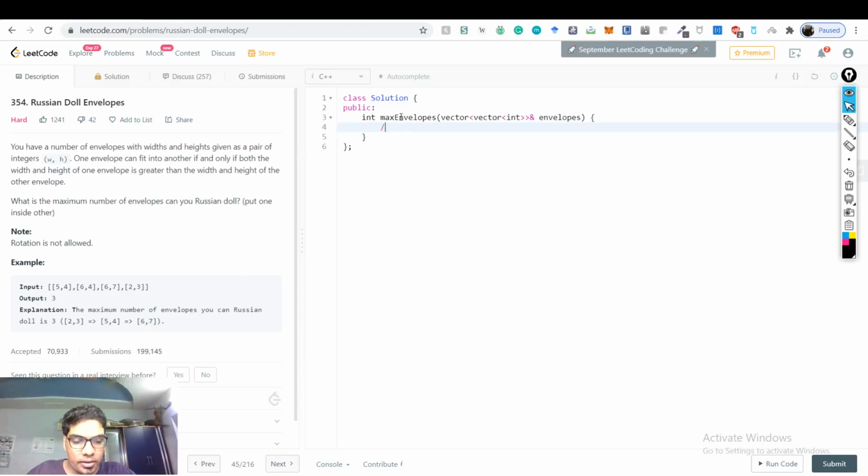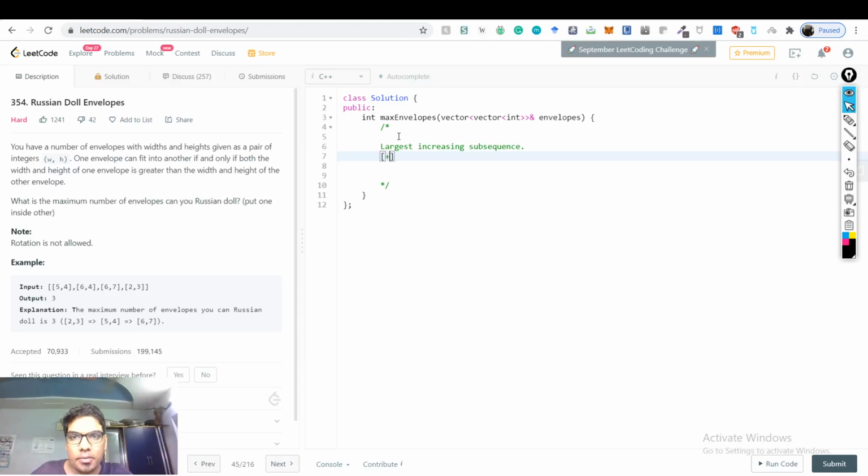So for a general array, what is the best way of attempting this question? This problem actually reminds us of a very interesting, standard problem in dynamic programming. It comes not in the basic DP series, but as an intermediate dynamic programming problem, which is the largest increasing subsequence.